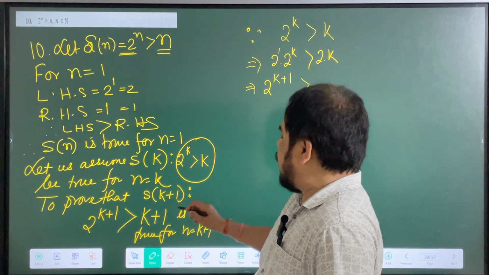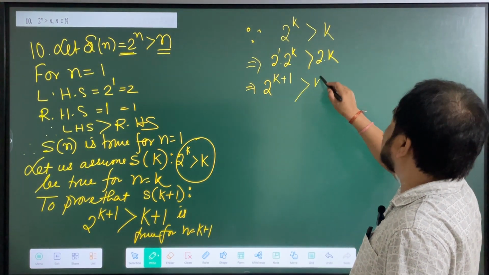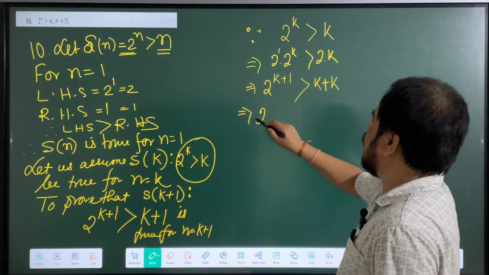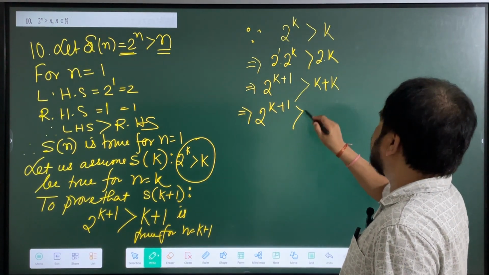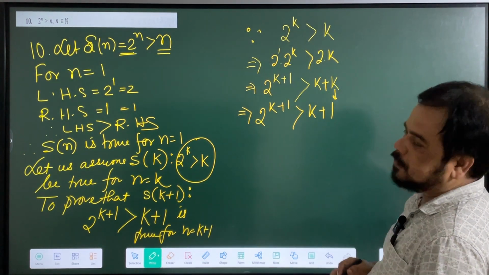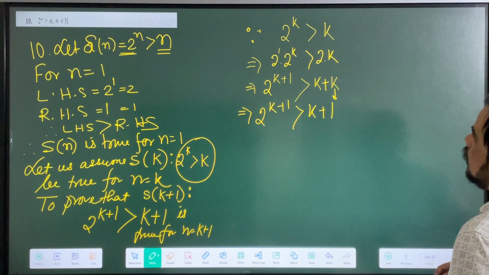Now we need k+1, but here is 2k, which we can write as k+k. Now this one I will write directly as k+1. This k we can write as 1. Already I explained in the previous video how it is.